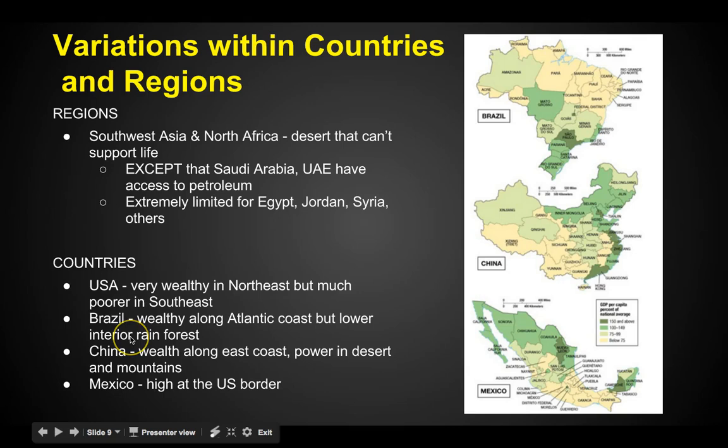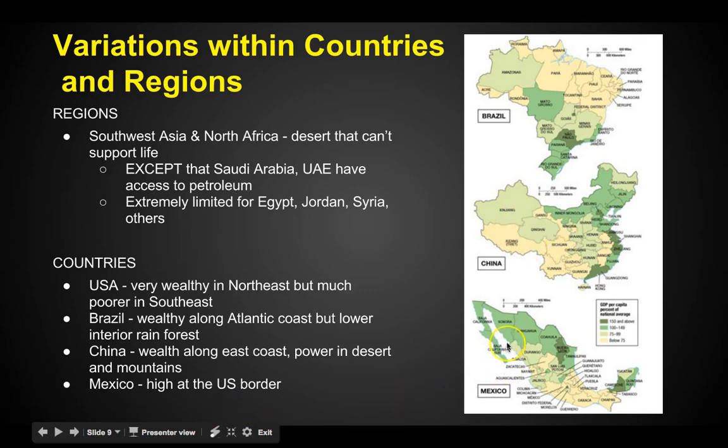You've got Brazil, where it's wealthy along the Atlantic coast, but lower in the interior rainforest. So looking at Brazil here, we've got areas where you've got major cities that are highly developed, but as you go up into the rainforest, it varies extremely over the region. China's the same thing. It's wealthy along the East Coast, but it's got problems in the desert and in the mountains. So we look at China. Here's all the East Coast where you've got the major cities, but then as we get rural, then we're really seeing a lot of variation and disparity.